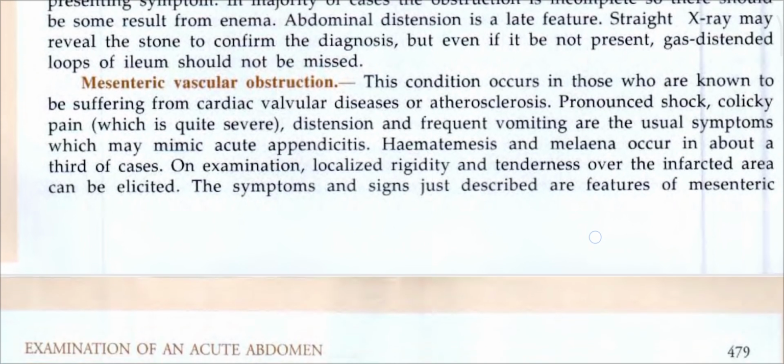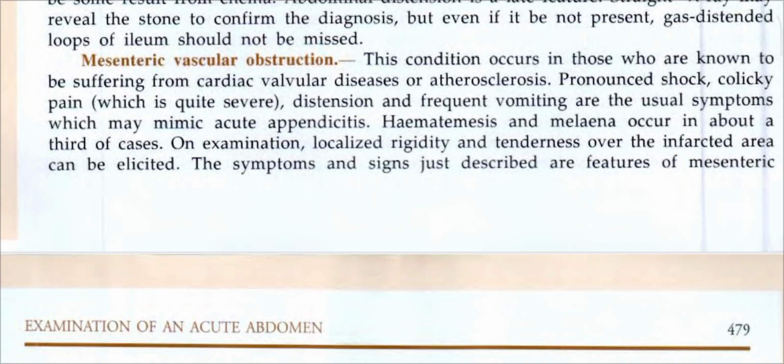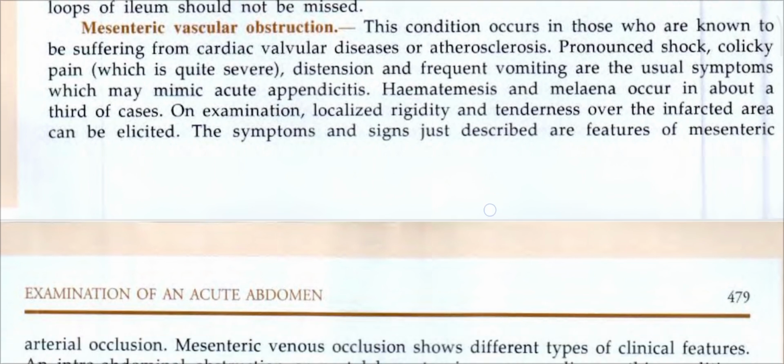Mesenteric vascular obstruction. This condition occurs in those who are known to be suffering from cardiac valvular disease or atherosclerosis. Pronounced shock, colic pain which is quite severe, distension and frequent vomiting are usual symptoms which may mimic acute appendicitis. Hematemesis and melena occur in about a third of the cases.